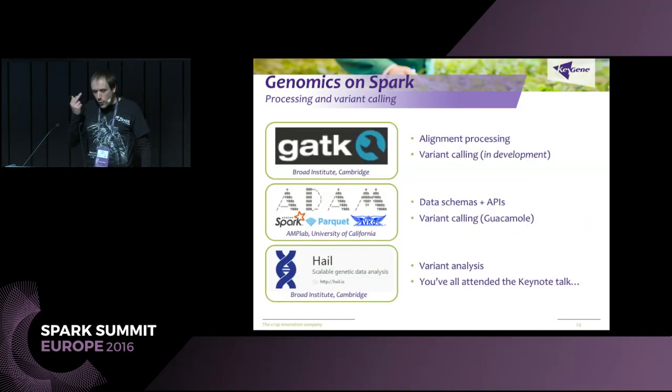So I had hoped actually this morning to see a very nice keynote talk about Hail. Unfortunately, Cotton couldn't make it. But yeah, there are many tools already to deal with, let's say, the more downstream application in genomics. So finding the variants, but also processing these variants and then trying to find the interesting ones from them.